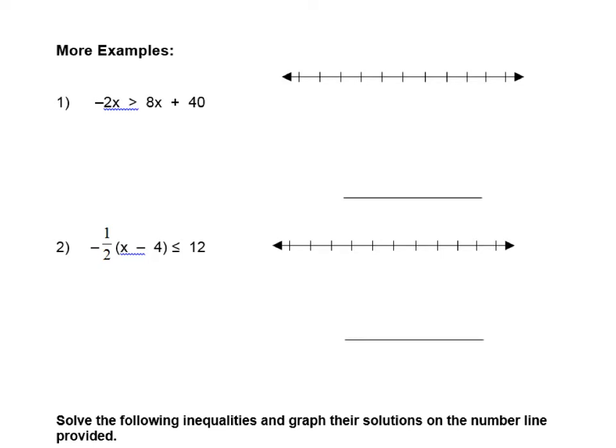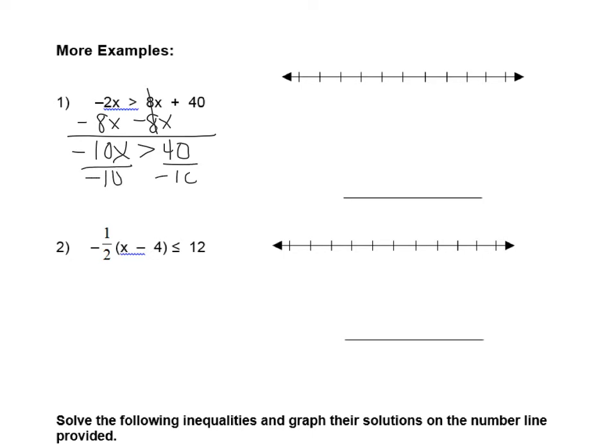On the back, example 1, we're going to solve this just like an equation. We've already got the 40 on the right side, so let's subtract 8x from both sides to get the variable on the left. Negative 2x minus 8x is negative 10x is greater than, these cancel, you're left with 40 over here. Now to get the x by itself, you'd have to divide by negative 10 on both sides.